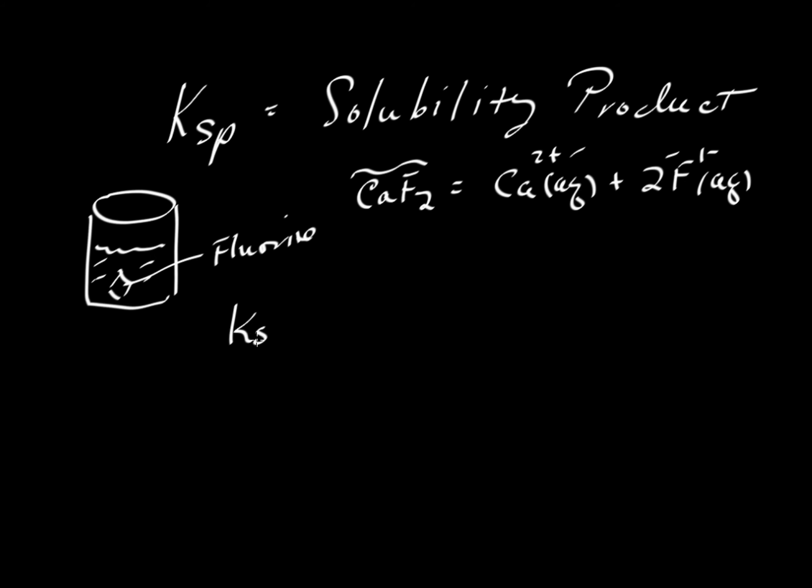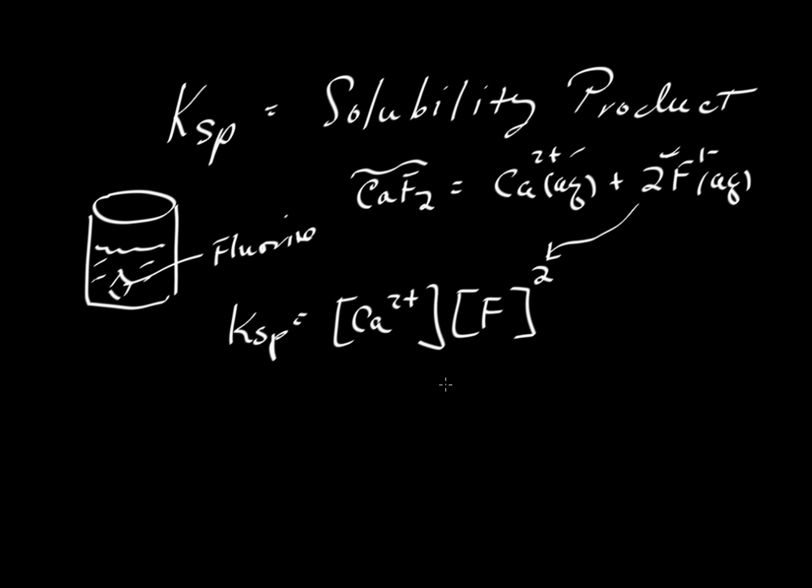The Ksp for this would be written as the concentration of calcium 2 plus ion in aqueous solution multiplied by the concentration of fluoride ion raised to the power of 2. Remember that anytime we write an equilibrium constant of any kind, including a Ksp, whatever coefficients we have in front of something like fluoride ion become an exponent in this kind of expression.